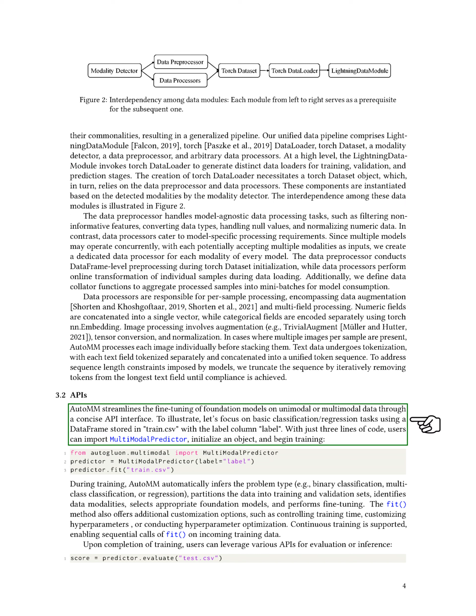In terms of APIs, AutoMM simplifies the fine-tuning of base models on single or multiple data types through a concise interface. For instance, for basic classification or regression tasks using a data frame stored in train.csv with a label column, label, users can import the multimodal predictor, initialize an object, and start training with just 3 lines of code.